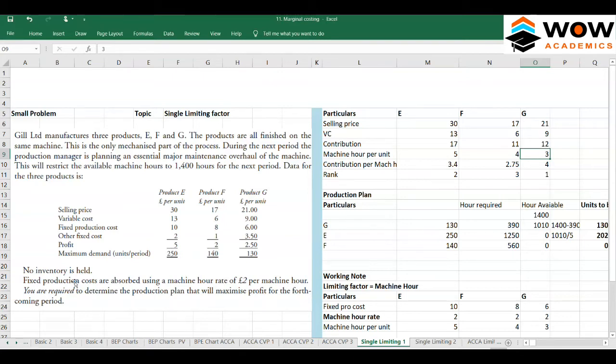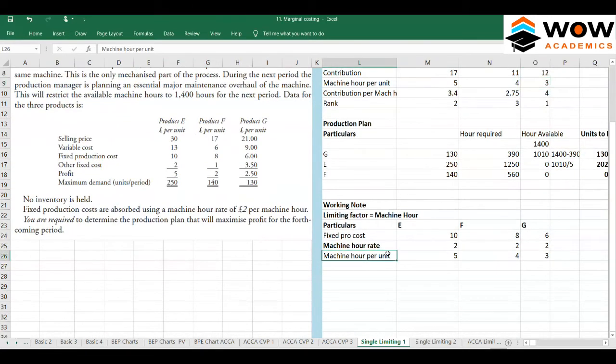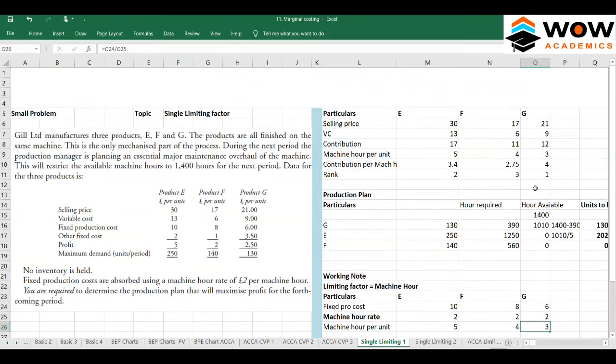So fixed production cost is absorbed at a rate of 2. So if you use this machine, you have to pay $2 per hour, and they have paid 10, 8 and 6 like that. So machine hour per unit comes to 10 of fixed production cost divided by 2 hours that we pay for every hour. So only 5 hours we have used. Here 4 hours, here 3 hours. So we have put our machine hours.